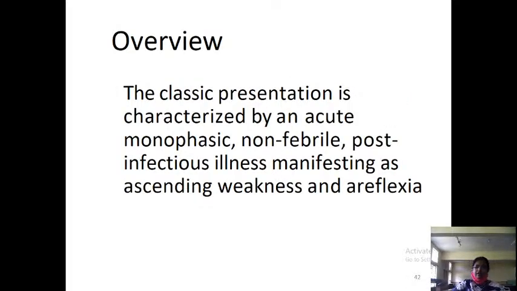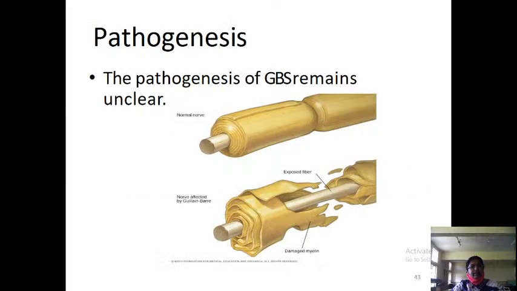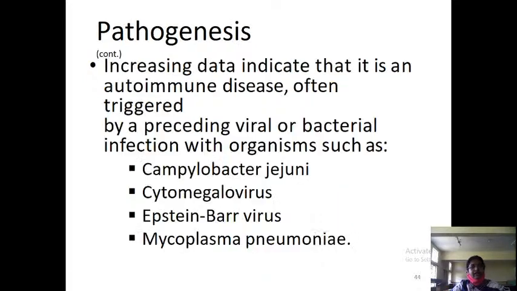Now, Guillain-Barré syndrome, we will be talking about it in short. It is an acute monophasic, non-febrile post-infectious illness manifesting as ascending weakness and areflexia. So this is the normal nerve, and this is the myelin sheath. Here the myelin is damaged. So this is what happens in Guillain-Barré syndrome, that there is damage to the myelin.